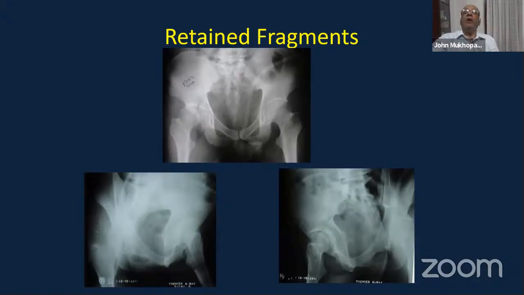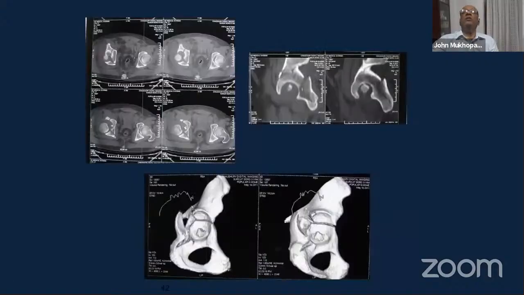Retained fragments. This is a young patient who had a dislocated hip, which was then reduced. But if you look at the joint, it is not congruent. Okay, you can see that. You can see the fracture line is going across. Both columns are involved, although it's not a bicolumnar fracture. It's a transverse with a posterior wall fracture.